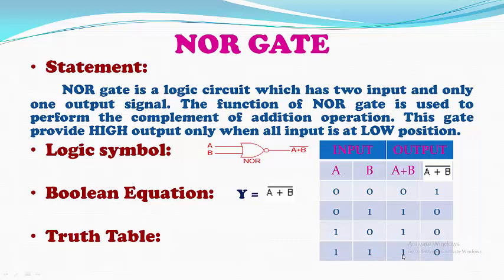But what we have to calculate? We have to calculate A plus B whole bar. So take the one's complement of this A plus B column. We will get 1 0 0 0 as the final values of this NOR gate, in which when both the input values are at low position, we get high output. For the rest of the conditions, the output is low.